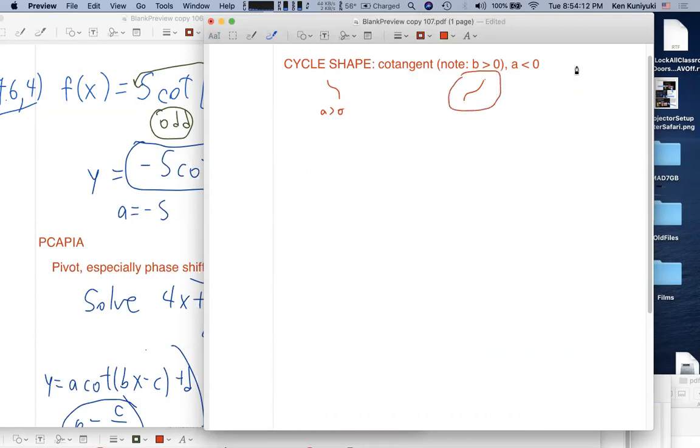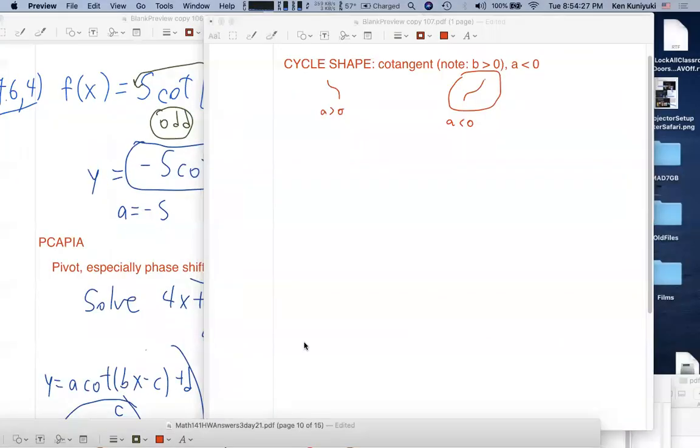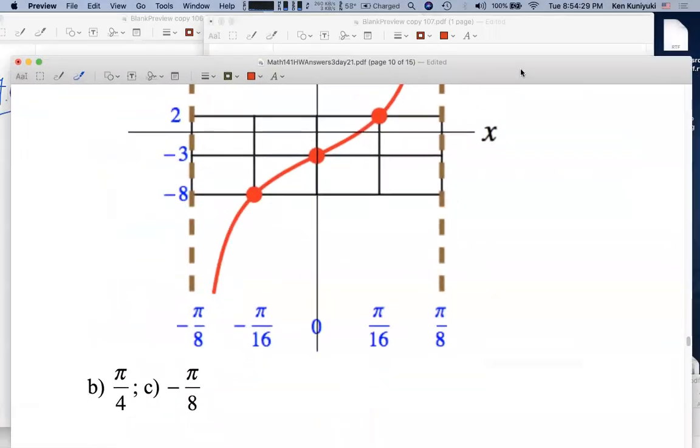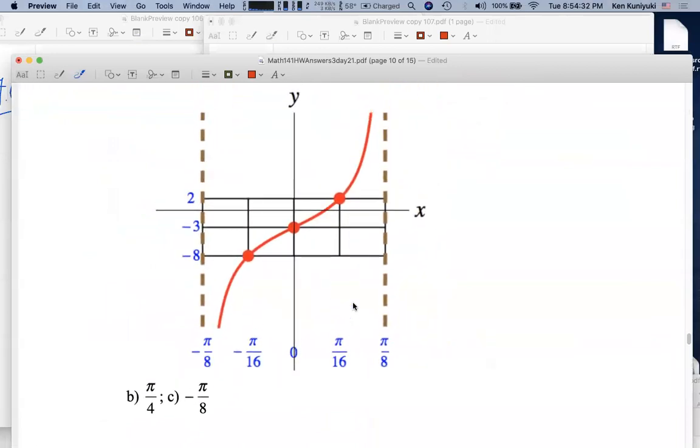Okay, so remember, you get the rising snake if you have tangent and A is positive, or if you have cotangent and A is negative. Cotangent, A is negative, that's a rising snake. All right, now I'm going to go ahead and, since my pictures are horrible, right? Okay, I'm going to go straight to the answer here.